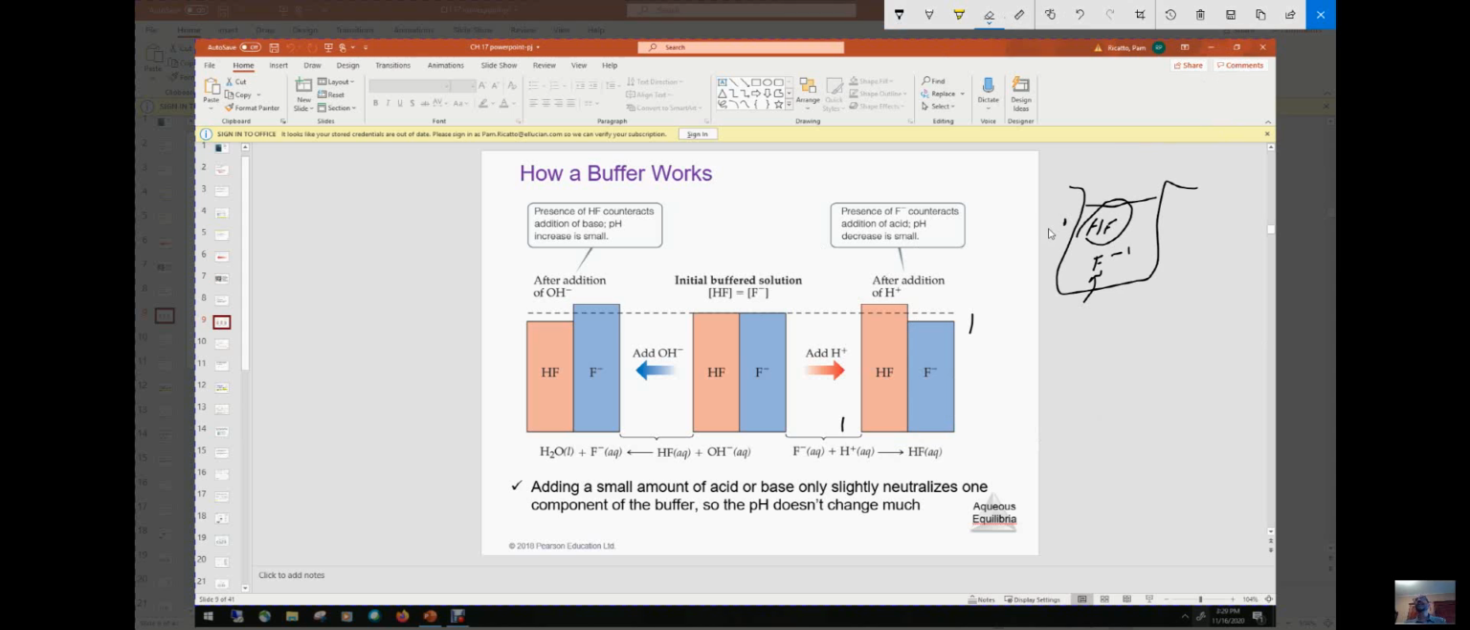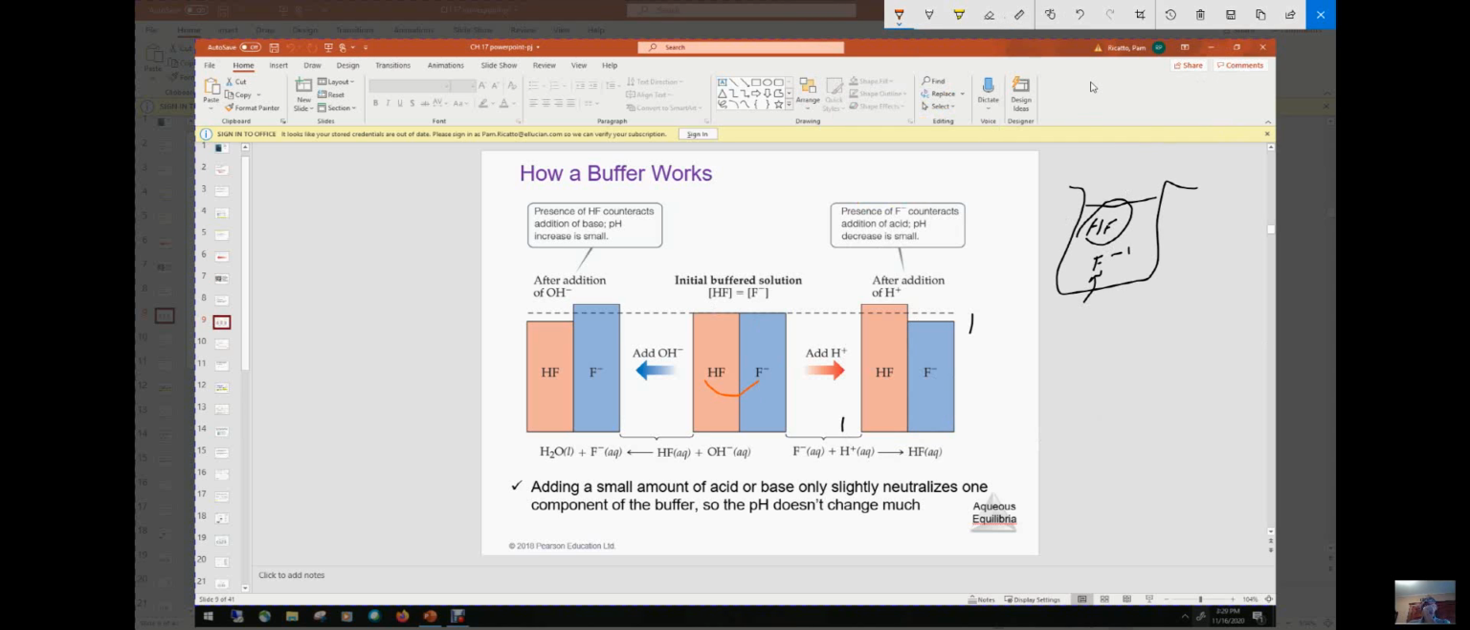Okay, I have my HF and F minus in the solution. It's buffered. I'm starting off right over here. Both of them exist. It's beautifully buffered. They're both 1 molar.